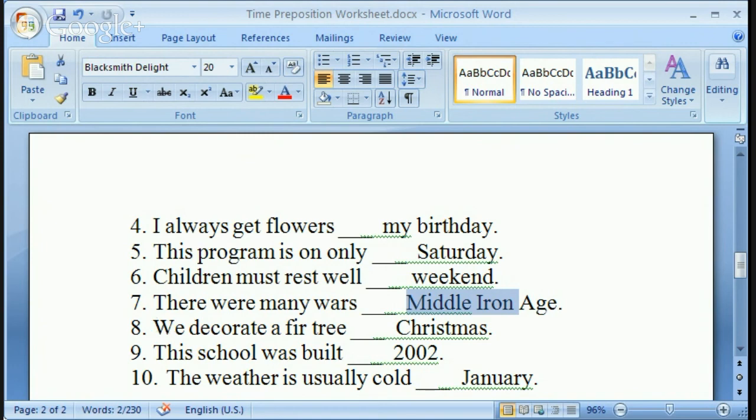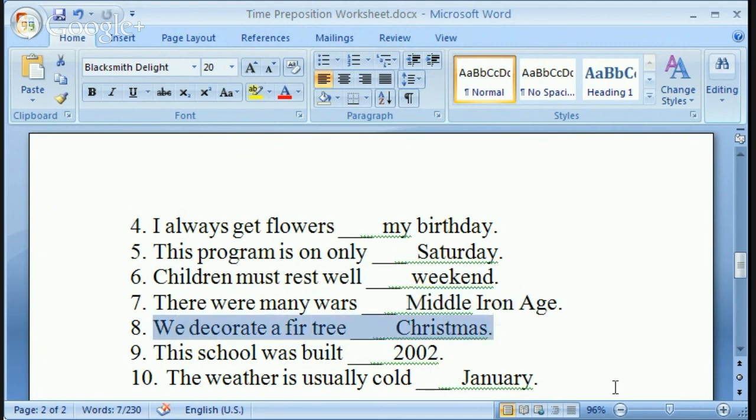Can I say during? During the Middle Iron Age. Yes, you can. Very good. Yes, because it is a long period of time. Okay, thank you. And definitely the many wars were interrupting action. So yeah, very good.